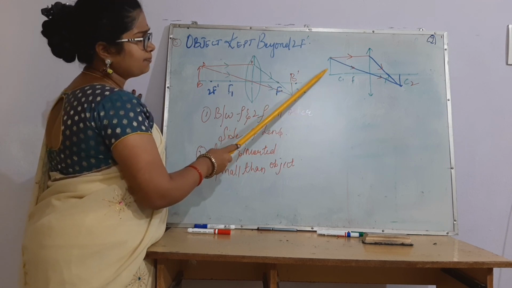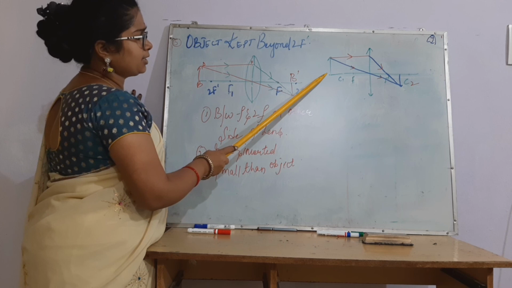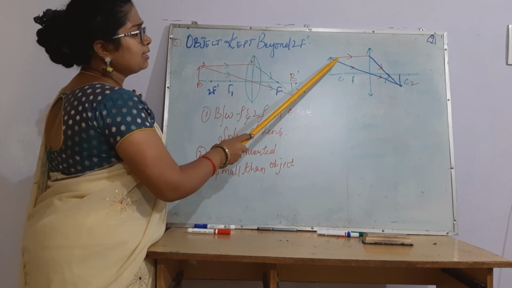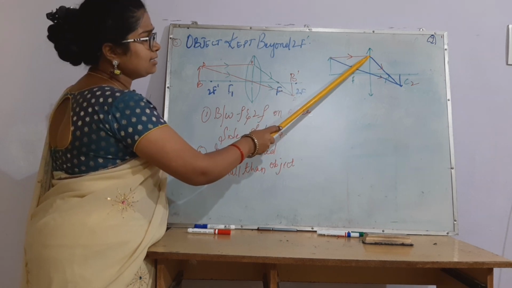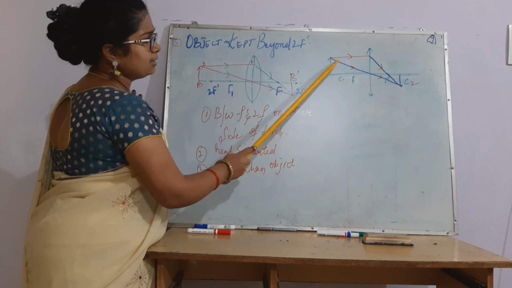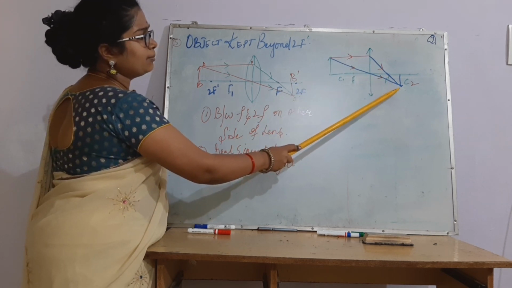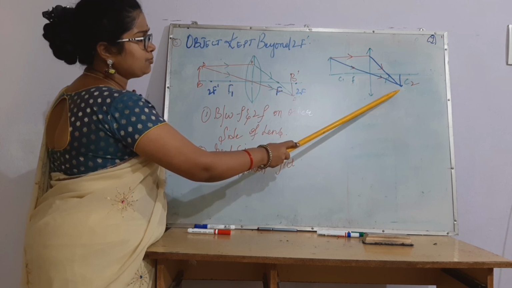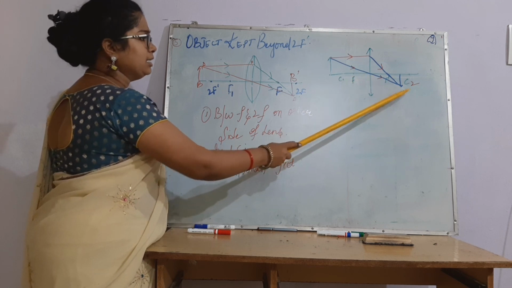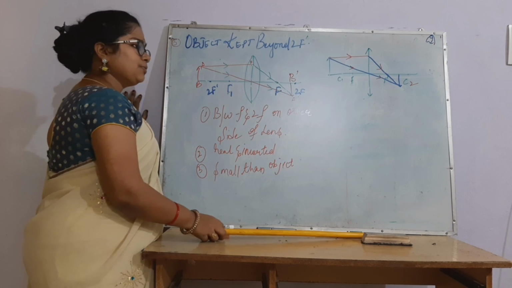So here the object is kept. What happens? The ray parallel to the principal axis is refracted here, and the other passes through the optic center, and both will meet. The image is formed between F dash and C2, which is inverted and smaller than the object.